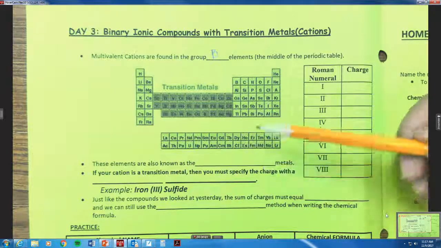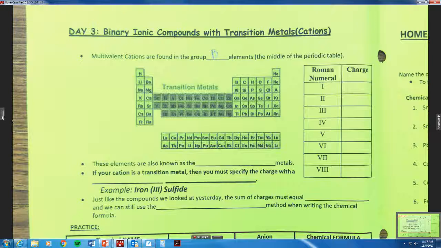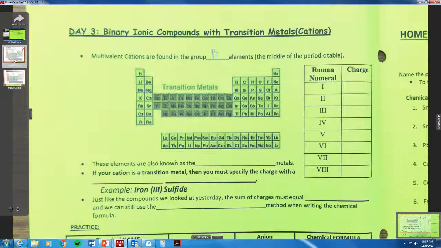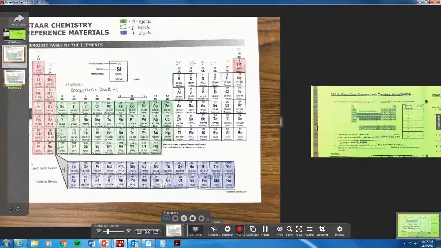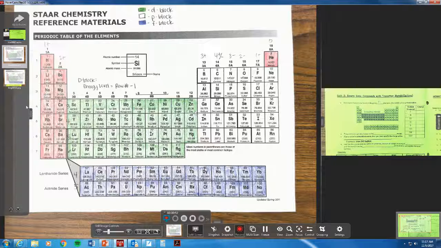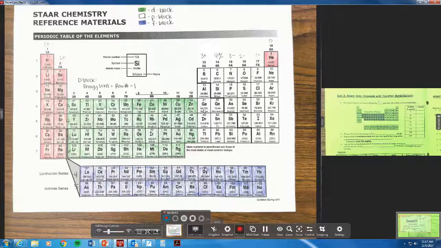Now you do have to be careful, because on your periodic table, let me go ahead and pull that up for y'all. On your periodic table, you also want to consider gallium, indium, thallium, lead, tin, and bismuth as part of your transition metals.